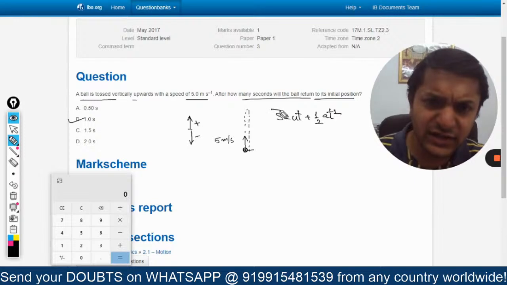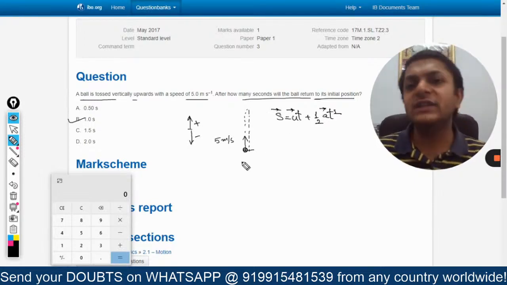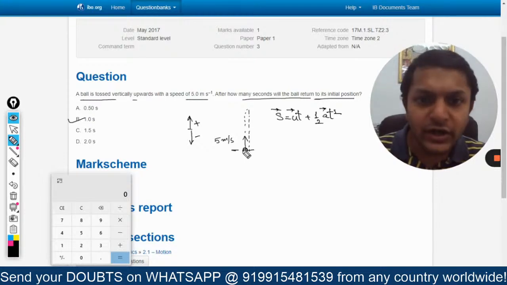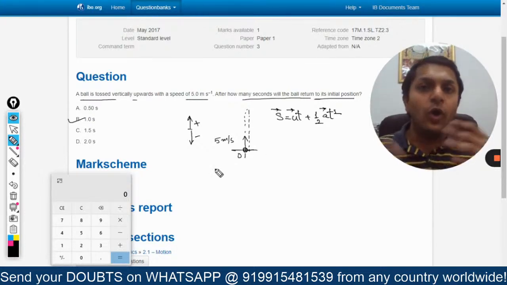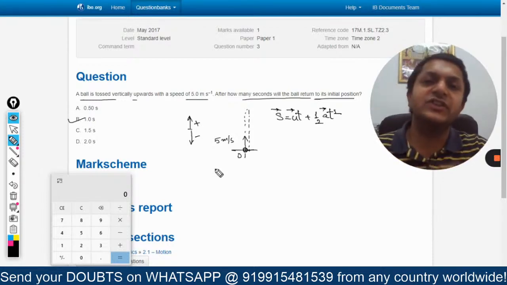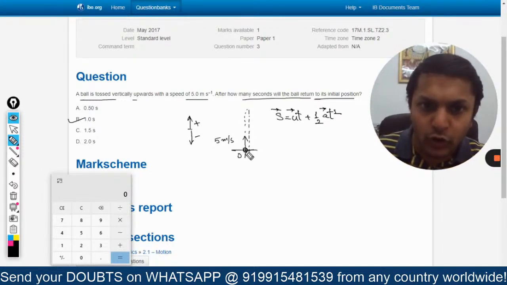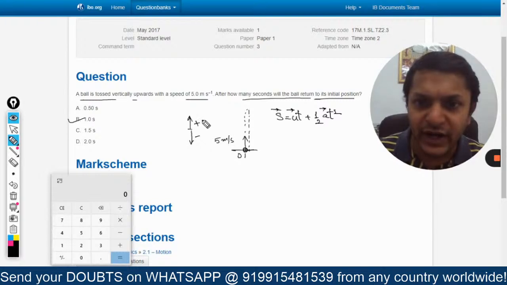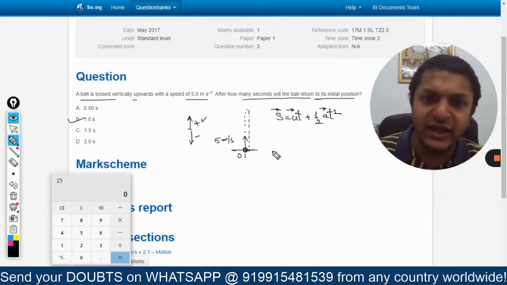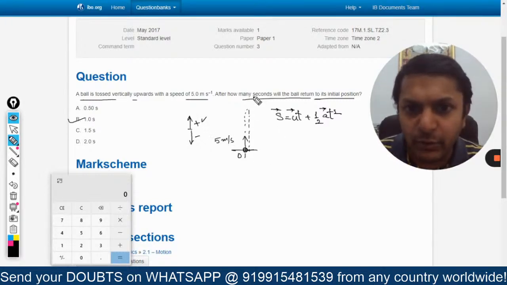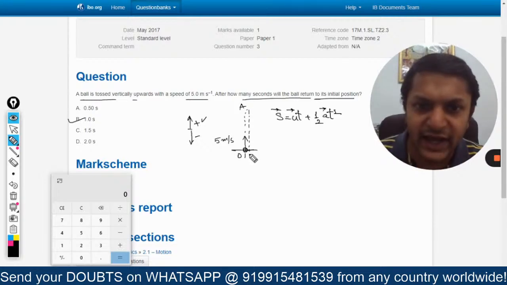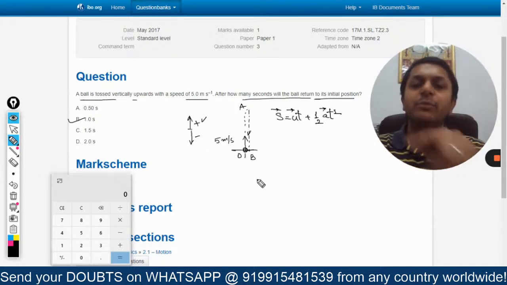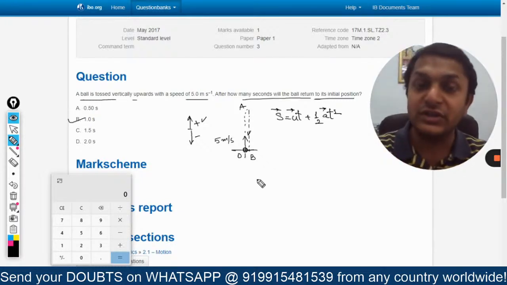This is a vector equation. We must be knowing this. So we need to understand where the origin is. Origin is taken to be the initial position. So this point is O. So all the distances will be measured with respect to O. So from O, the body is going upward and upward is positive. The body from O goes to A, and from A, it goes to B. So in the total journey, the ball is coming back to the same location as earlier.